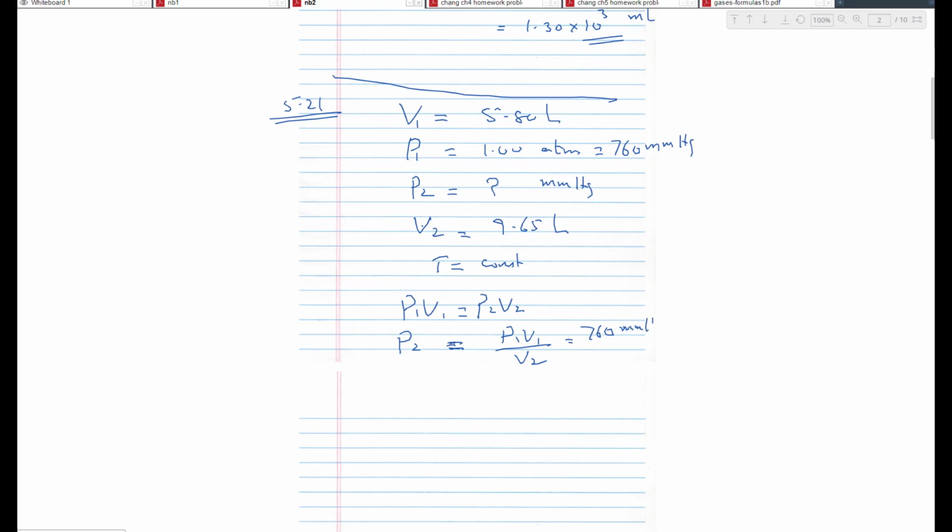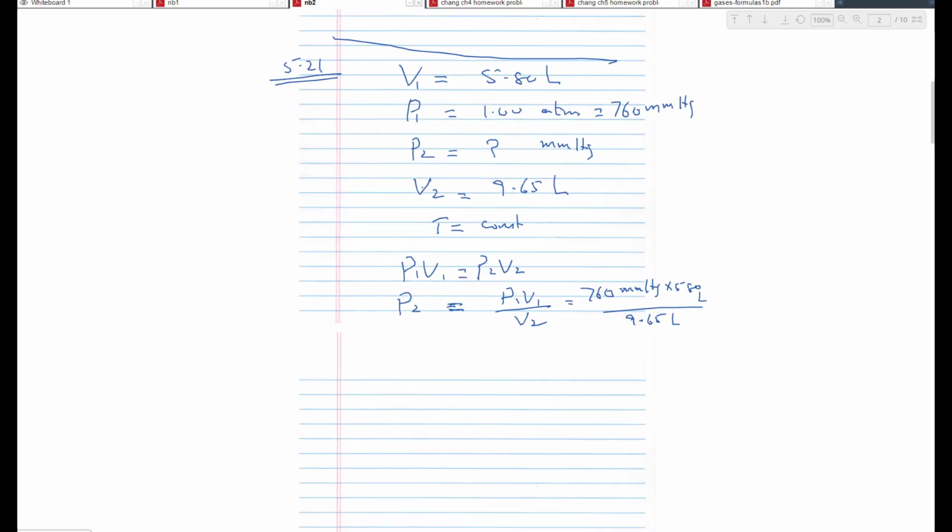Millimeters of mercury, I'm writing the unit. Volume is 5.80 liter, divided by V2, which is 9.65 liter. Without solving it, first tell me: will your pressure be more than 760 or less? Since the volume is increasing, our pressure is decreasing. So your answer is going to be less than 760. If you get more than 760 by mistake, go back and check again.